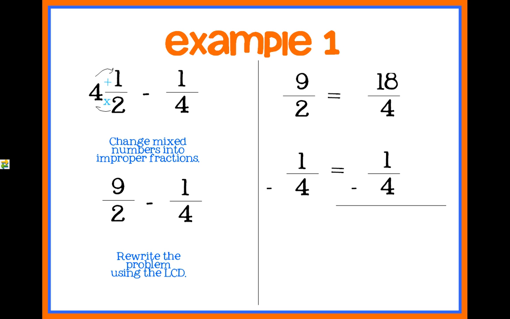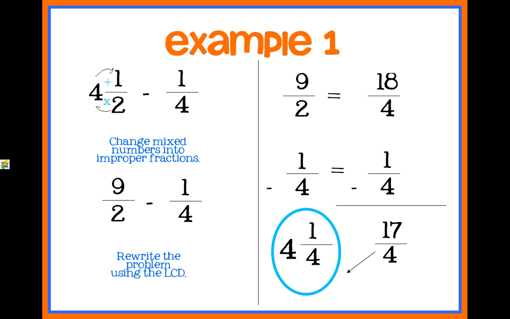Our denominators are the same. Just like with adding, we're going to do the operation with the numerators, the top number. So we're going to subtract in this case, and we are able to do that. We do not need to keep change. 18 minus 1 is 17, and our denominator will stay the same. You may choose to change it into a mixed number if you would like.